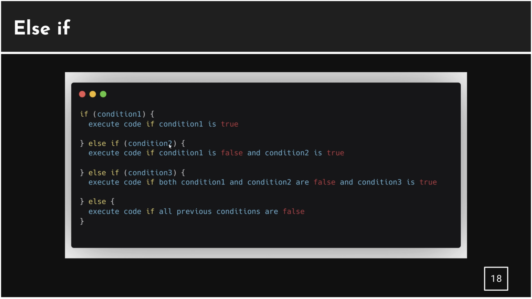So we have another condition, condition 2. We execute the code if condition 1 is false and condition 2 is true. And same goes for condition 3. So we execute the code if both condition 1 and 2 are false and condition 3 is true. And finally, we have the final else. The final else is executed only if all the previous conditions are false. So execute code if all previous conditions are false. It's basically a way for us to check for the case where all our previous conditions were not met, and we execute our final code block.